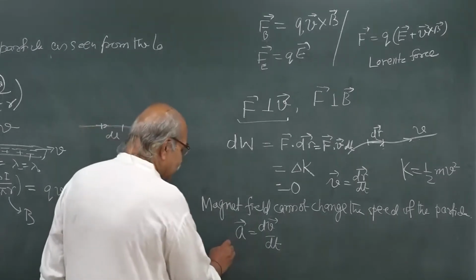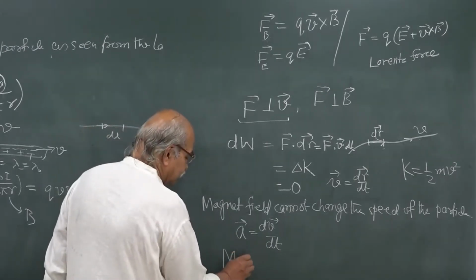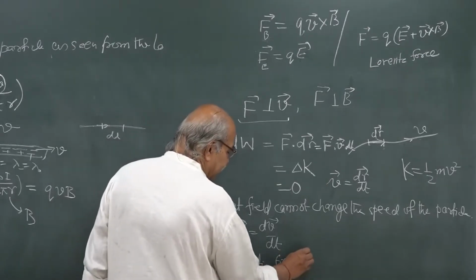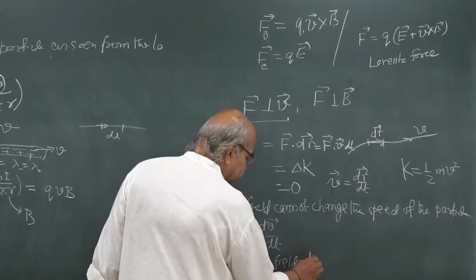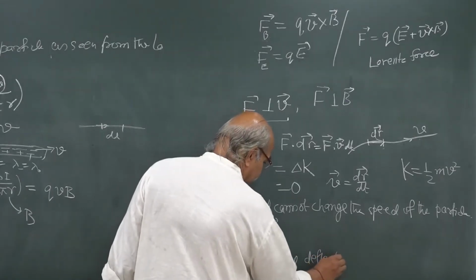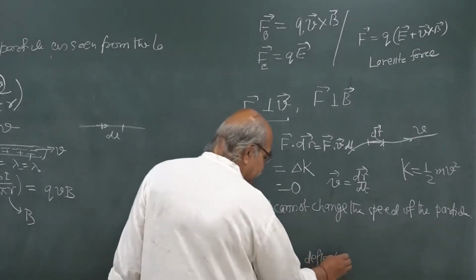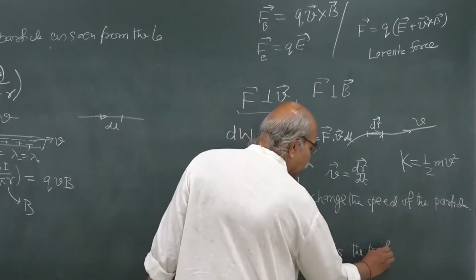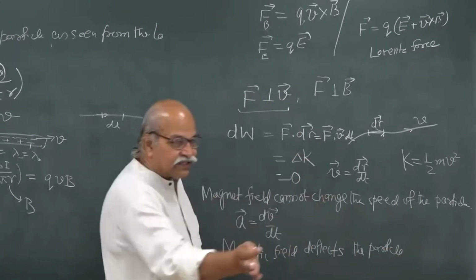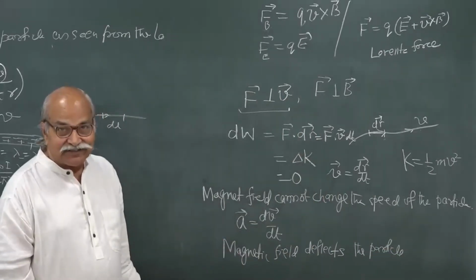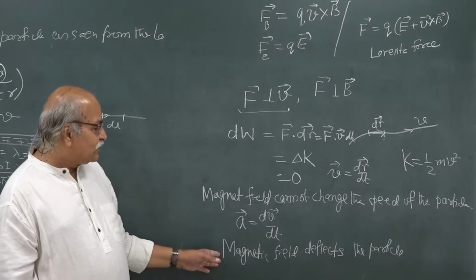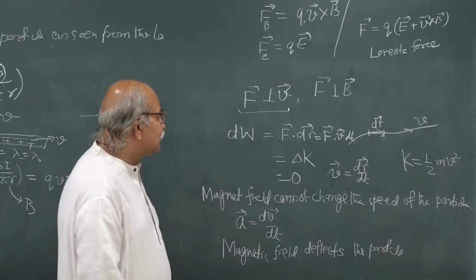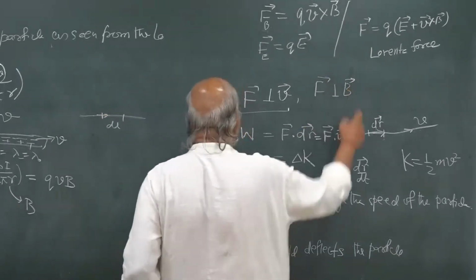So, a magnetic field changes or deflects, a magnetic field deflects the particle. Deflects means it is going in a certain direction and the direction changes, it deflects from its path. So, a magnetic field can do that, but it cannot change the speed. Now, the other thing is this force is perpendicular to B.